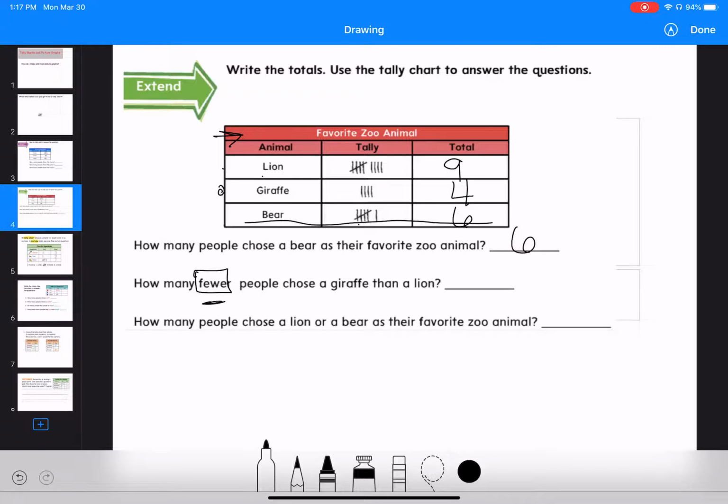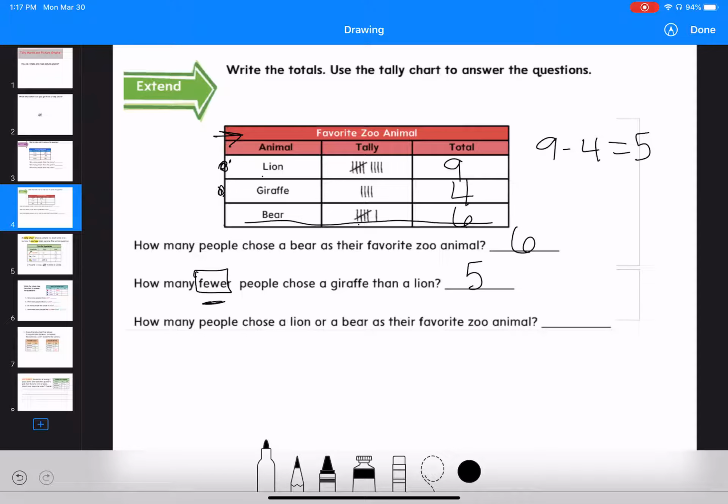You just come up and look at your giraffe. I like to put a little circle there so I remember which two animals, a giraffe and a lion, and I just subtract the 2. So 9 minus 4 equals what? 5. So 5 is your answer.